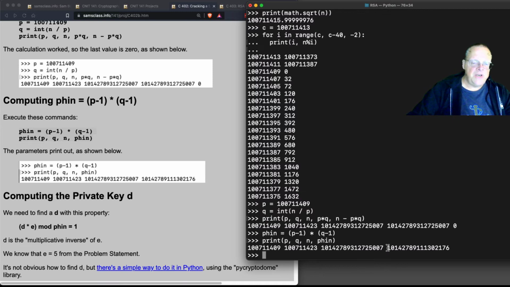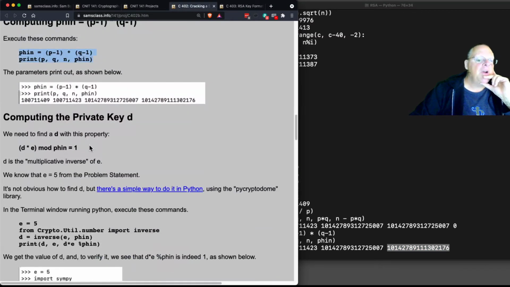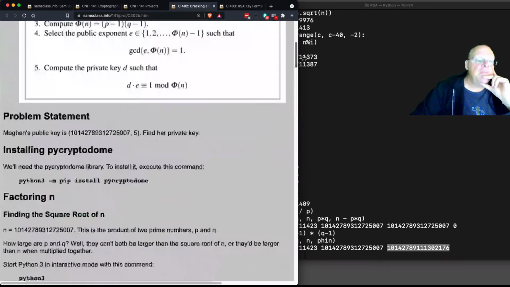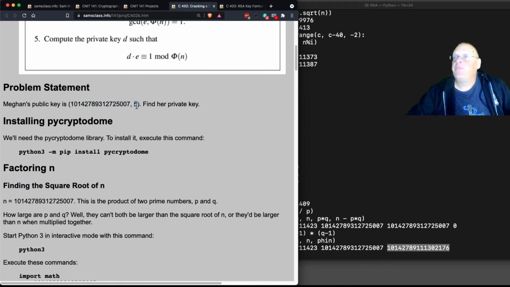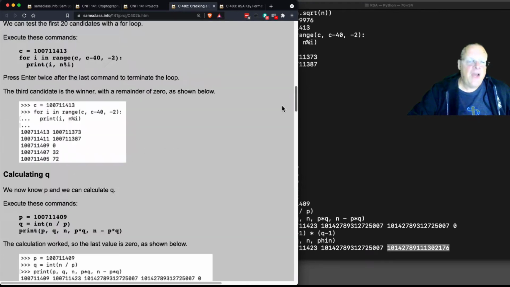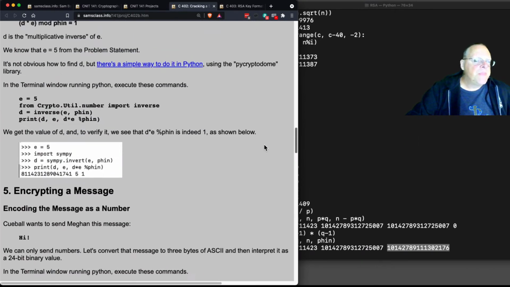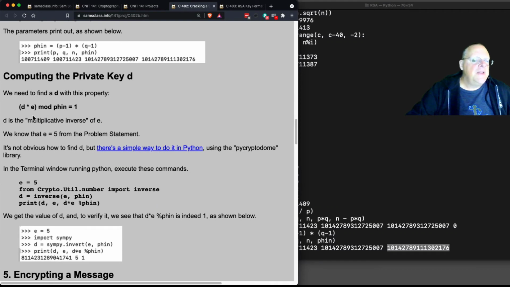And so this is phi of n, that number, which is a little bit smaller than n, because n is P times Q, and this is P minus 1 times Q minus 1. Now we have to find the private key D, the multiplicative inverse of E. And we know that E is 5 because we were given the public key, which is n, and they're using 5 for E. You typically choose a small prime number for E, and 5 is fine. So we know E, and we need to get the multiplicative inverse of E mod phi.